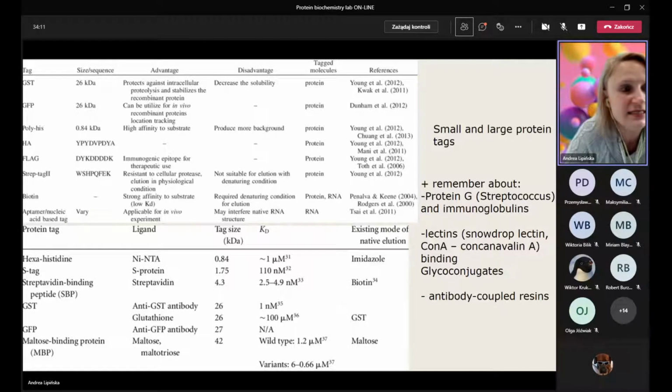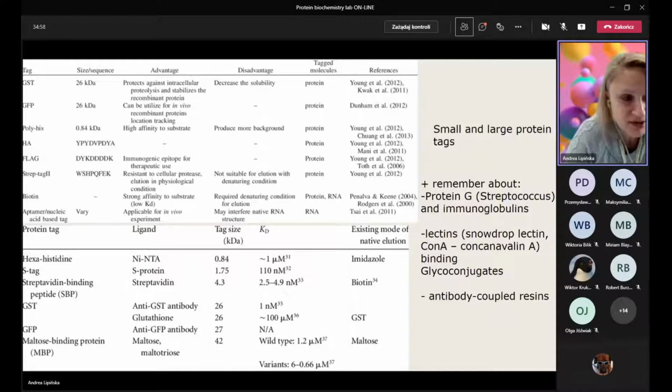So polyhistidine and His tag, if you want to produce high amounts of proteins, this is still, I think, the choice, and also if you need denaturing conditions. So if you expect that your protein will be insoluble, you want to denature it, for example with guanidine salts, and you want to renature it, with gradual removal of guanidine and renaturing conditions, then His tag is good because the resin is insensitive to denaturing conditions.